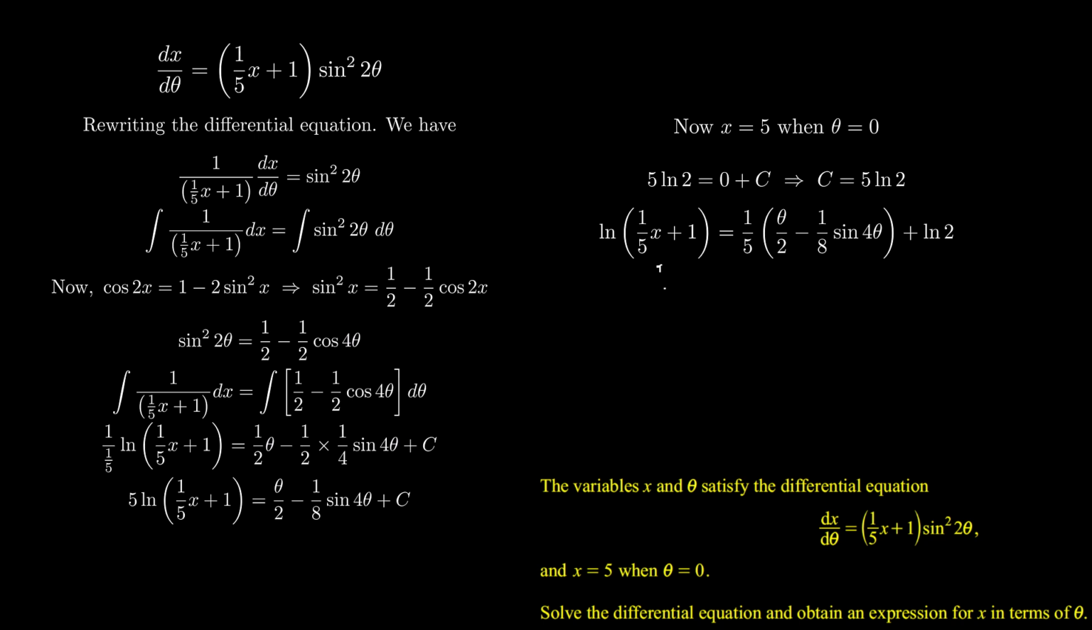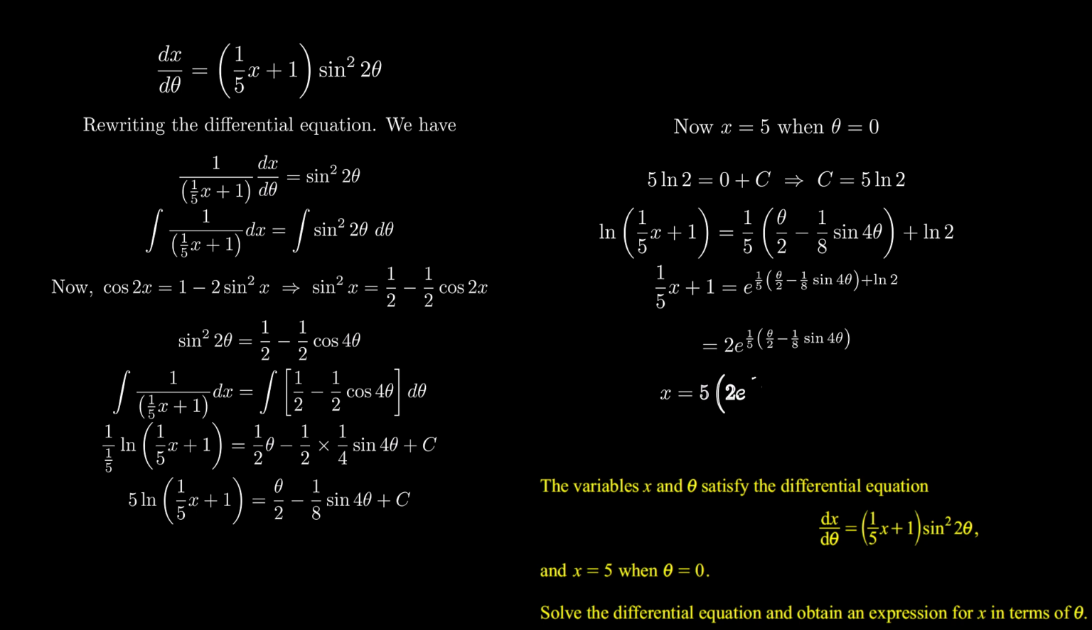Means we can write 1 upon 5x plus 1 as the exponent of the whole thing on the right hand side, which means we can take it as a to the power m plus n, and splitting it into two parts or combining it as a power, we can write e to the power ln 2, which is just 2. Hence we got this whole thing equals 2 times e to the power 1 upon 5 theta upon 2 minus 1 upon 8 sine 4 theta.